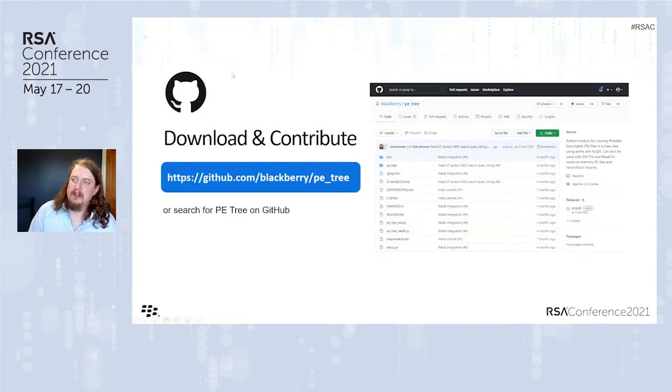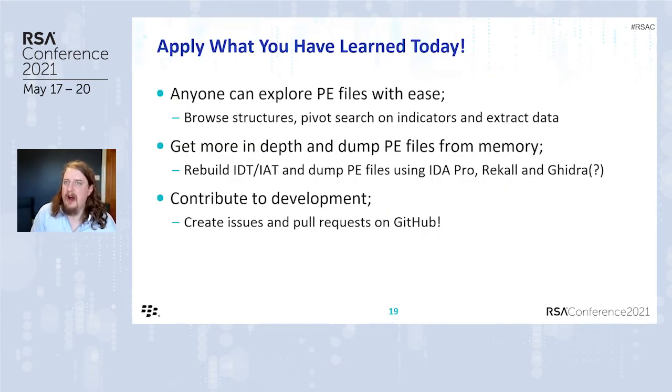So yeah, that's pretty much it. We're up on GitHub, github.com/blackberry/p_tree. You can download it and fork it from there. I'm hoping that after this talk, pretty much anyone can go and grab it now. Pip install p tree, off you go, and hopefully this becomes one of your de facto PE viewers.